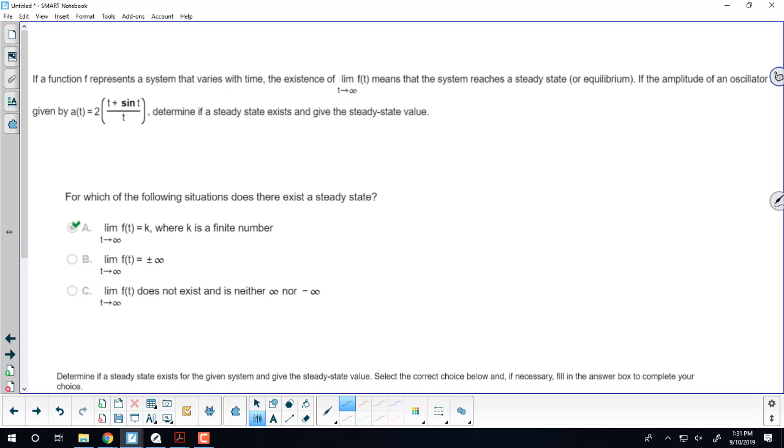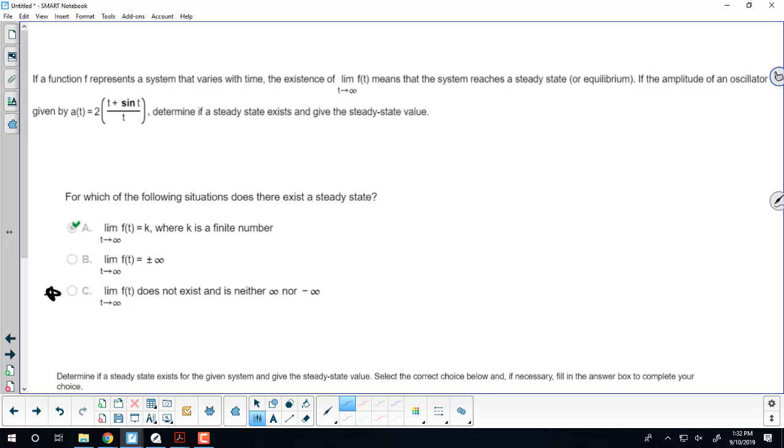If as time progresses towards infinity, the population or the function just keeps growing and growing, then there is no steady state reached, there is no horizontal asymptote reached. And if the limit of f of t doesn't exist and is neither negative infinity nor positive infinity, then what would a situation be like in choice C here? I mean, you can think of physically or mathematically. The population just doesn't exist at all. If we're saying that the horizontal asymptote doesn't exist, then the population itself doesn't exist, right?